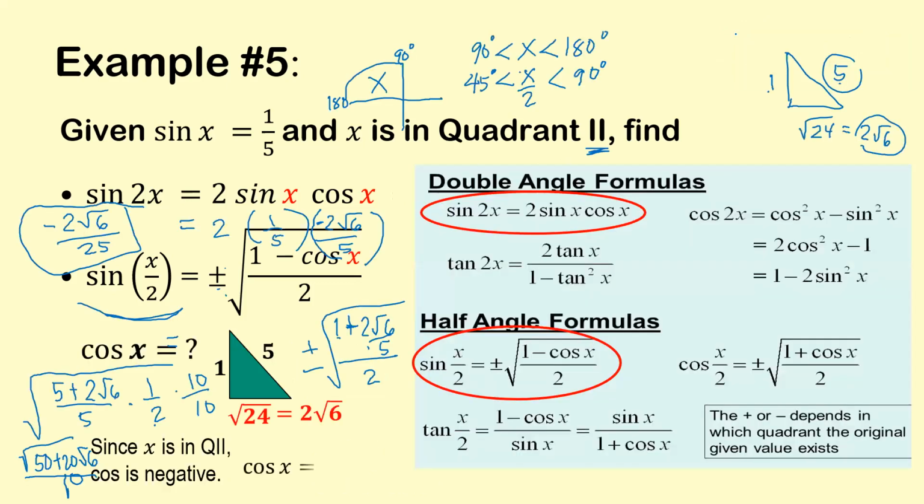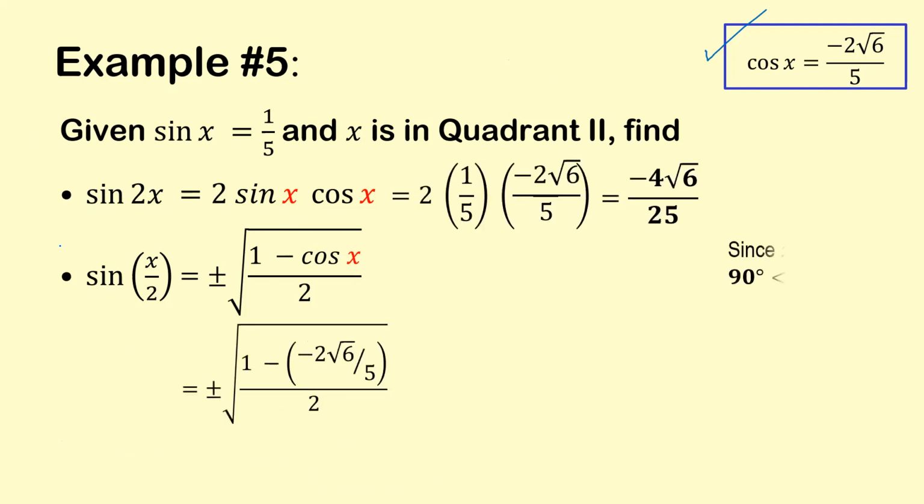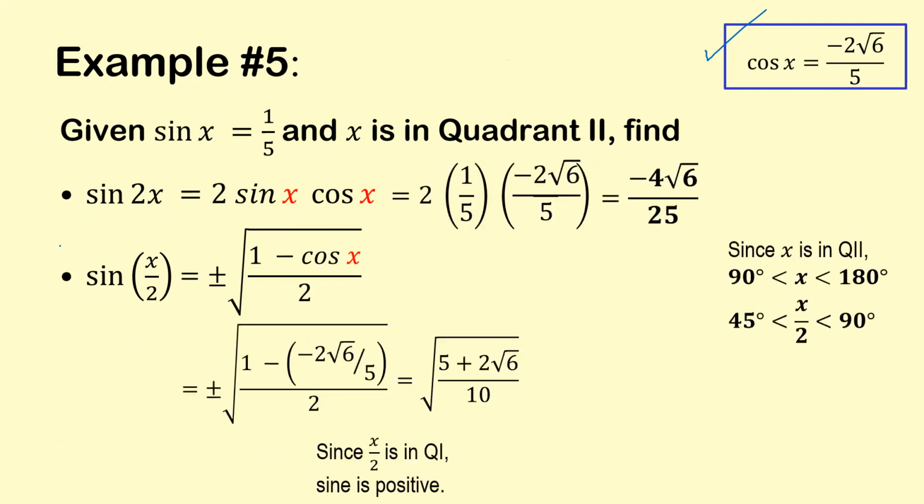Ayun din, di ba? Ay, sorry pala to. Dapat pala to negative 4. Sorry, 2 and negative 2 is negative 4. Correction. Okay. There you go. Okay, that's for our example 5.